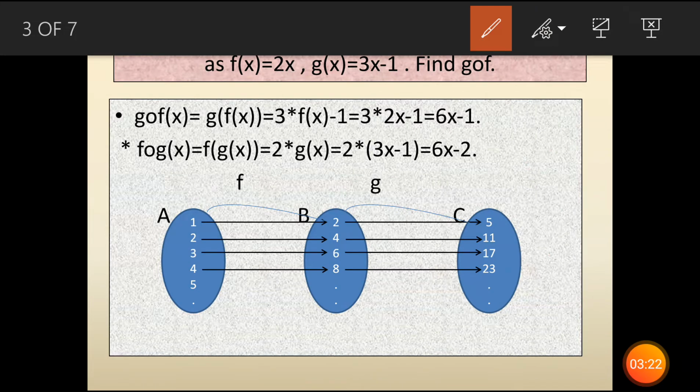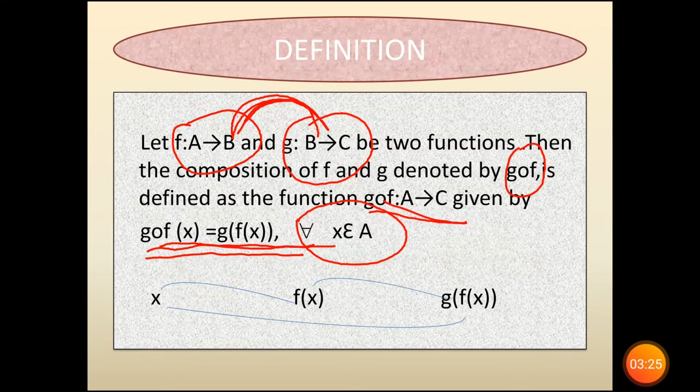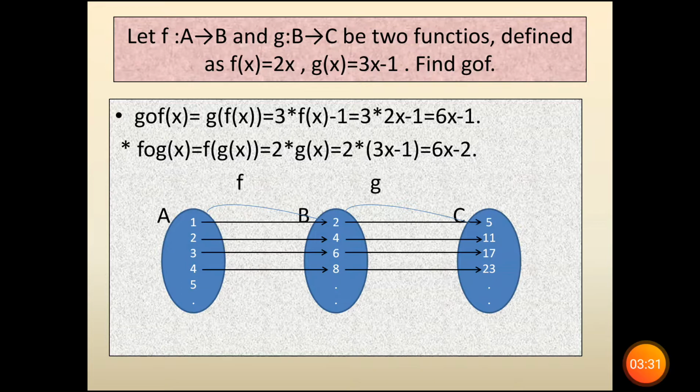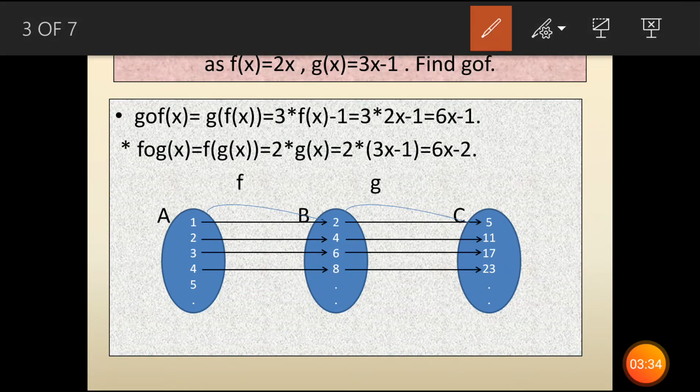First of all, how to calculate gof. As per the definition, gof of x is g of f of x. We are going to use that definition here. Its meaning is: wherever x appears in the g function, you put f of x. So 3x minus 1, in place of x you put f of x, and you get 3 times f of x minus 1. And what is the value of f of x? That is 2x. So this becomes 3 into 2x minus 1, that is 6x minus 1, which is your answer. This is how you calculate gof of x.